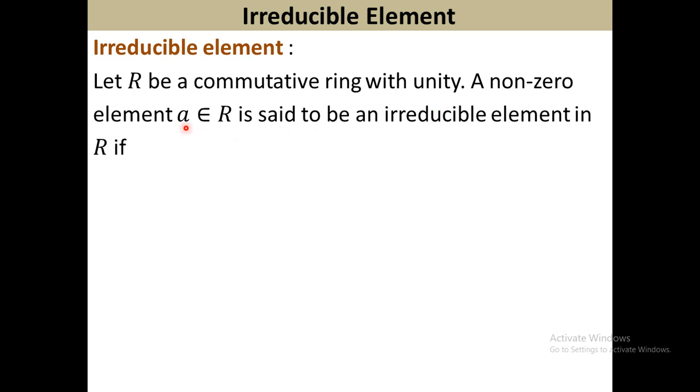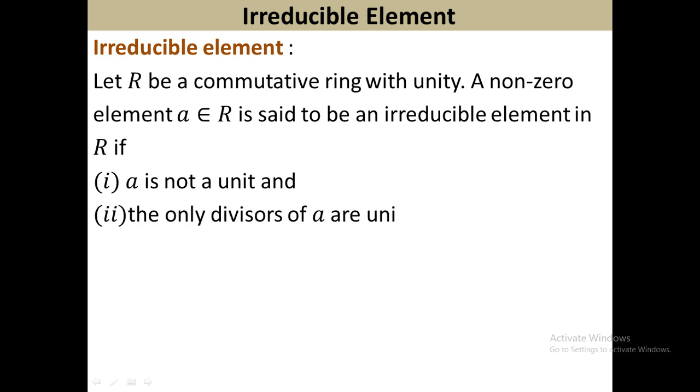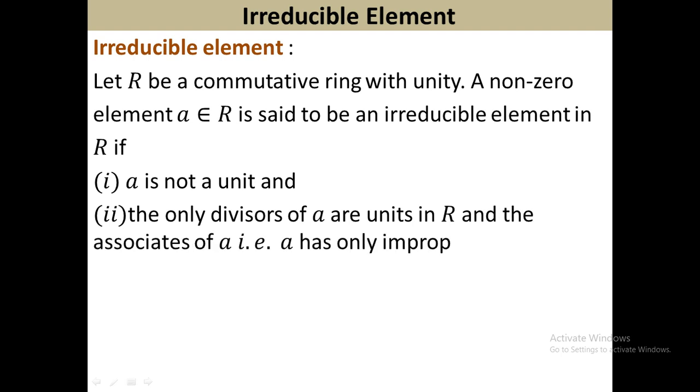However, it will be irreducible if the first condition is A is not a unit, and the second condition is that the only divisors of A are units and the associates of A, that is, A has only improper divisors. You know about proper divisor and improper divisor; these are given in part 2, maybe associates. So these are the two conditions for which A will be irreducible.